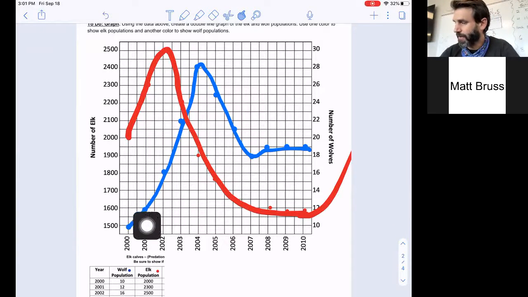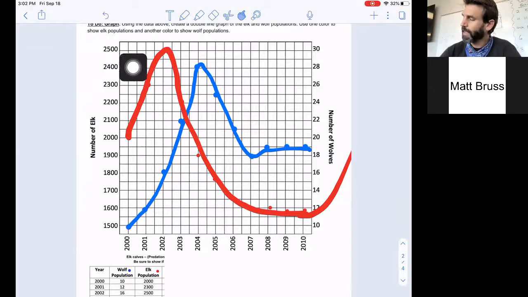What we see here is that on the left-hand y-axis, we're plotting the number of elk. You can see the number of elk is measured in thousands, right? So from 1,500 all the way up to 2,500. And the right-hand y-axis is the number of wolves, and that goes from 10 to 30, right?